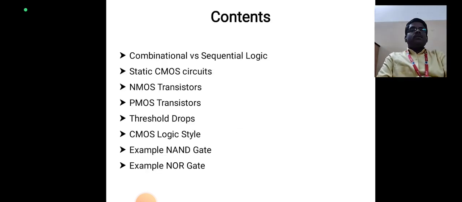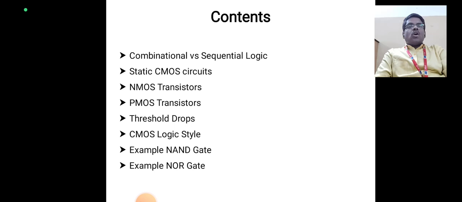The contents of this session are the combinational and sequential circuits, the basics of integrated circuits. We are discussing the main differences between combinational and sequential circuits. Then the second topic is static CMOS circuits. Static means constant, so we are going to discuss static CMOS circuits.